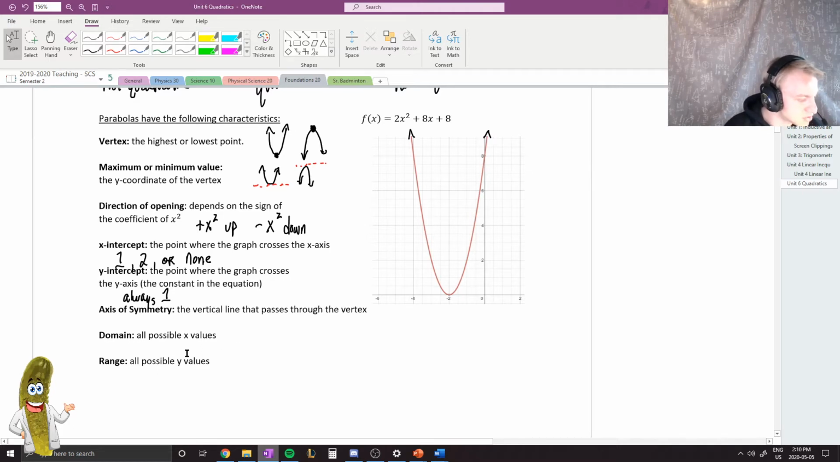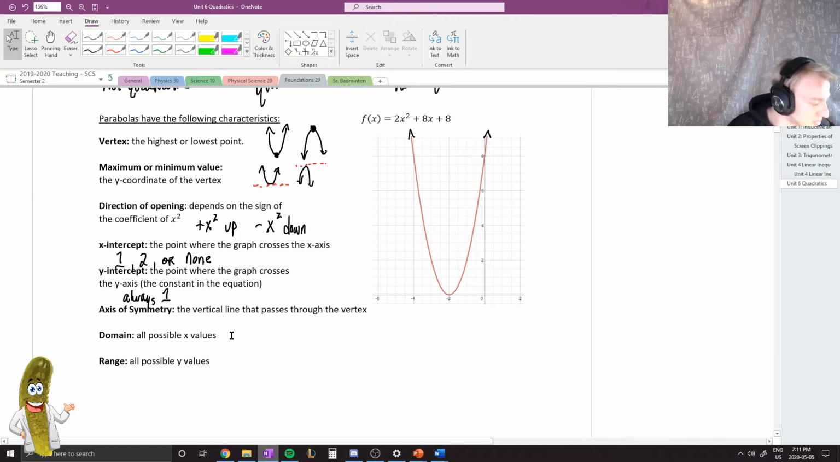The axis of symmetry is a vertical line that passes through the vertex. So the axis of symmetry would be this line here. And it's kind of like we're looking at a mirror. If you look at the left side, it is the opposite but identical to the right side. So both sides of these parabolas are exactly identical is what that means. So that's the axis of symmetry there.